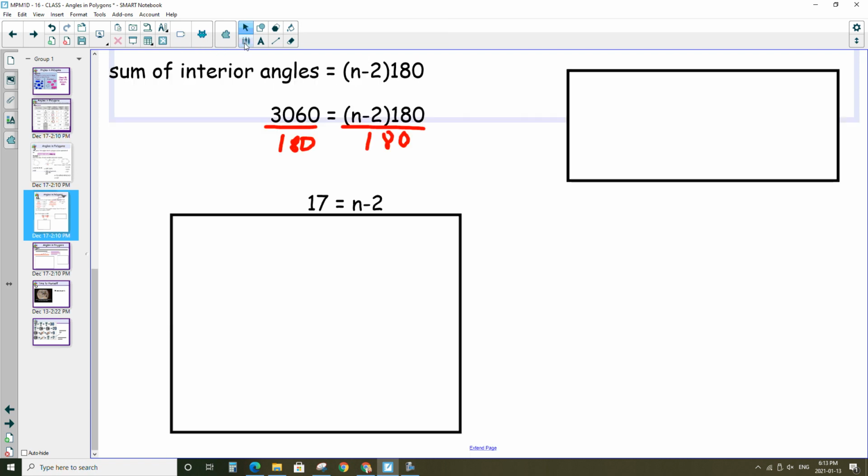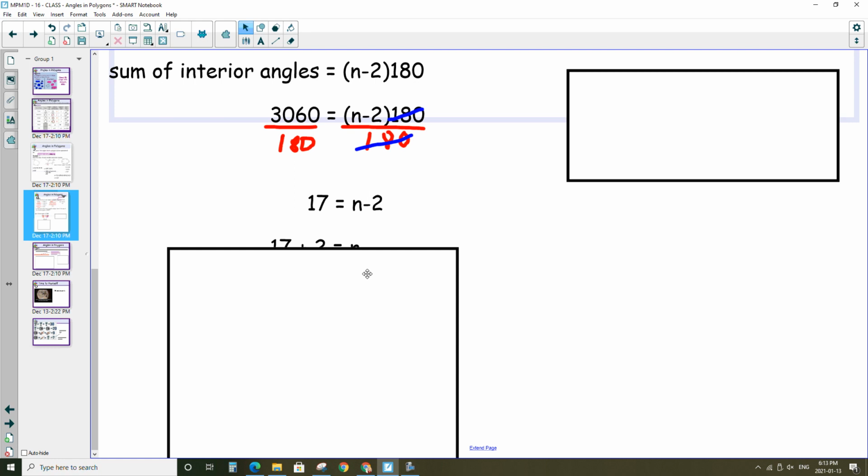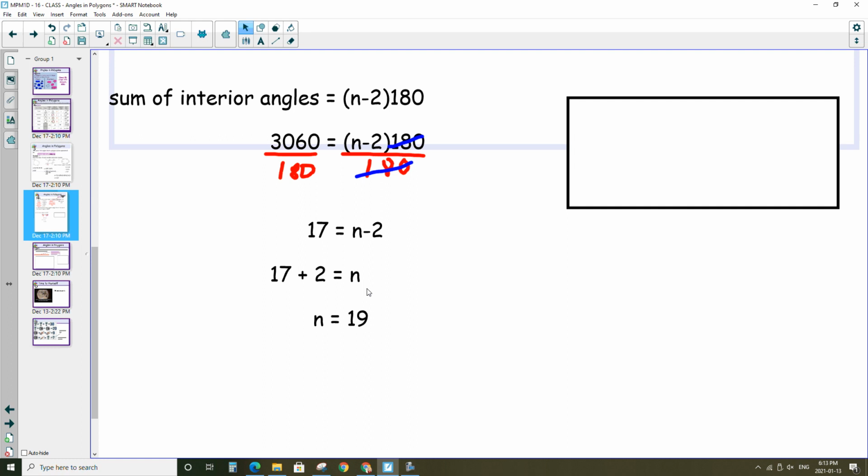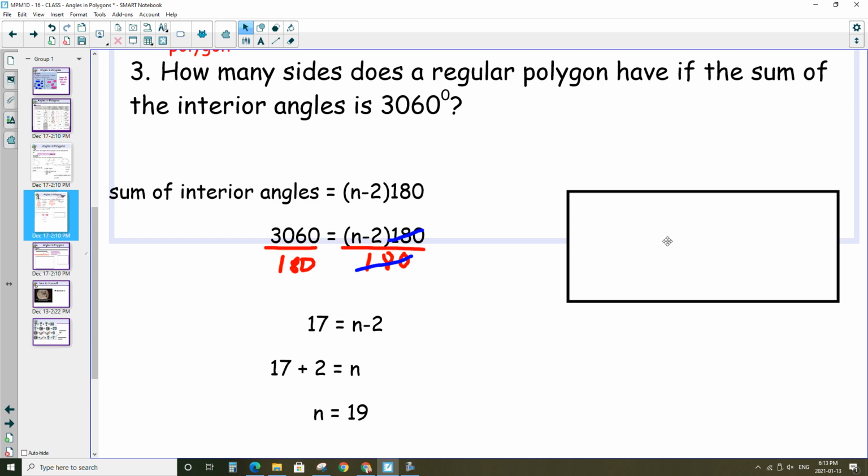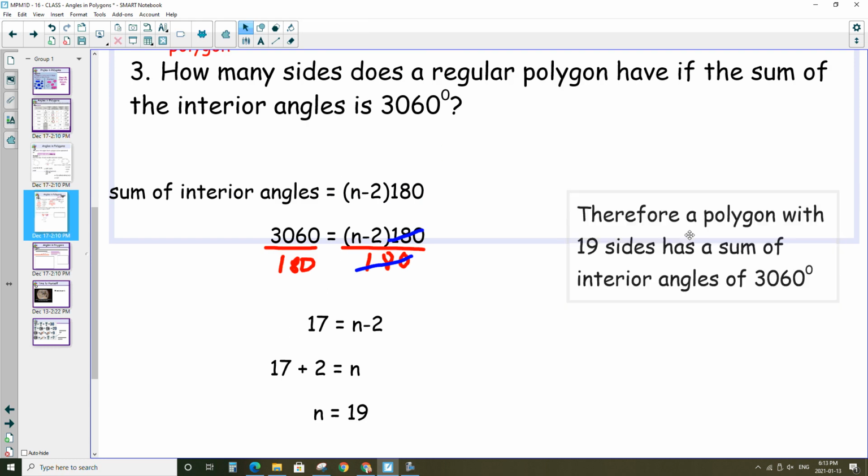And then on the right-hand side here, these just cross each other out. So I'm left with n minus 2 on the right-hand side. Now I want to add 2 to both sides to eliminate the -2 from the right-hand side here. So we have n equals 19. Okay, and I just answered the question here. Therefore, a polygon with 19 sides is going to have a sum of 3,060 degrees.